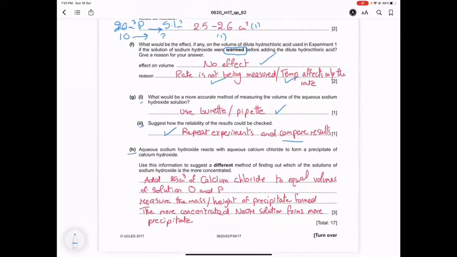H, he told you a piece of information that sodium hydroxide reacts with calcium chloride to form a precipitate of calcium hydroxide, and he wants you to use this in order to figure out which is more concentrated, sodium hydroxide solution O or P. You will add a certain volume of calcium chloride to an equal volume of solution P once and solution O the other time. You will measure the mass or the height of the precipitate formed and compare. The more concentrated sodium hydroxide solution forms more precipitate or gives a larger height of precipitate.